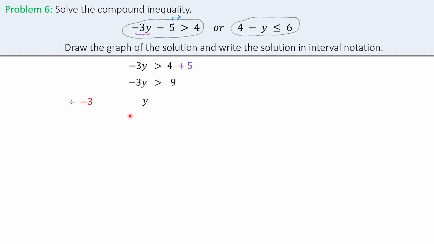You get y. You are dividing this inequality by a negative number, so you need to reverse the inequality sign. This is greater than, so you need to put less than. 9 divided by -3. Y less than 9 divided by -3 is -3.